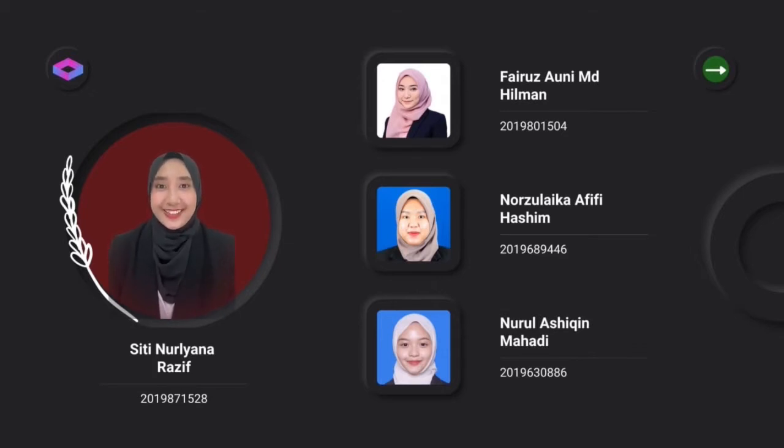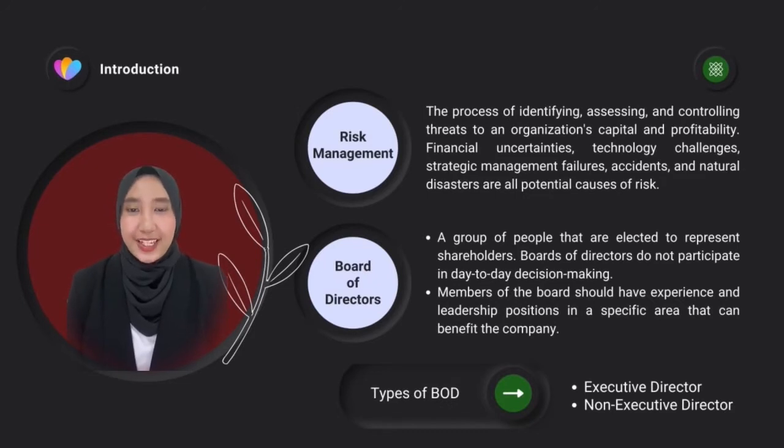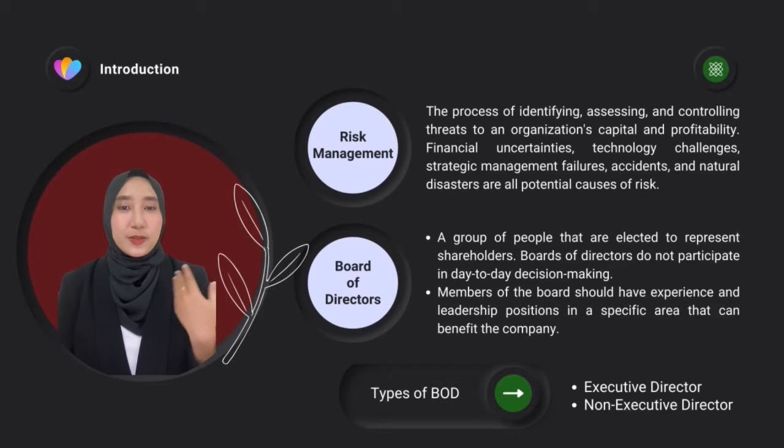So let's begin. Okay, first, I will explain about risk management. So what is risk management? It is the process of identifying, assessing and controlling threats to an organization's capital and profitability. Financial uncertainties, technology challenges, strategic management failure, accidents and also natural disasters are all potential causes of risk. Every company faces the possibility of unpredictable damaging occurrence that could cost it money or cause it to close. Risk management also focuses on the relationship between risk and the potential for them to have a cascade effect on an organization's strategic goals.